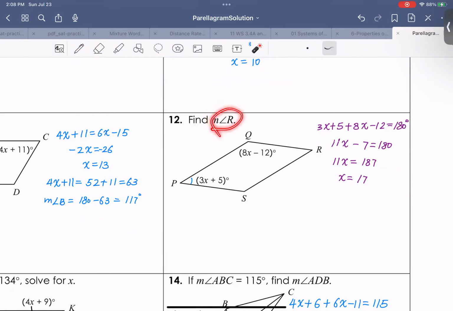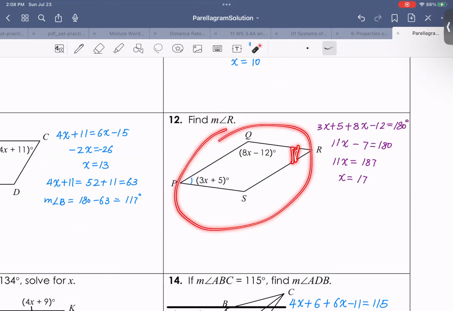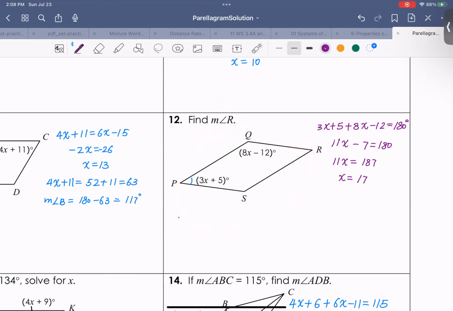We are looking for the angle R. The angle R is equal to which angle here? Angle P. Plug in. Equals 56.